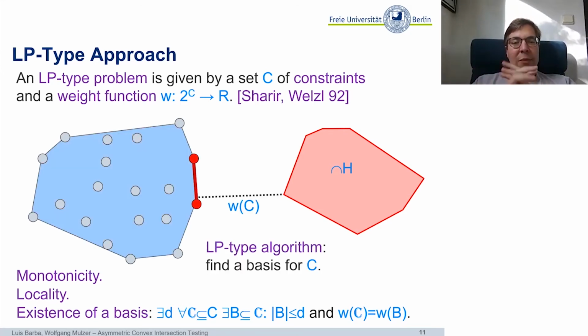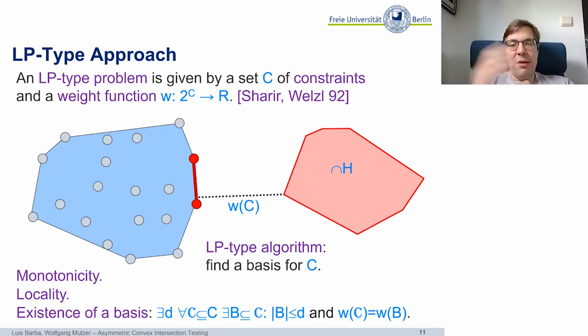So our goal in solving an LP-type problem is we want to find a basis for the whole set of constraints. So we want to find a constant size subset of the constraints C such that the weight of this constant size subset, the basis, is exactly the weight of C, the whole set of constraints. So in our example, what I want to do is I want to find a facet of the convex hull of the points that defines the distance to the intersection of the half spaces.